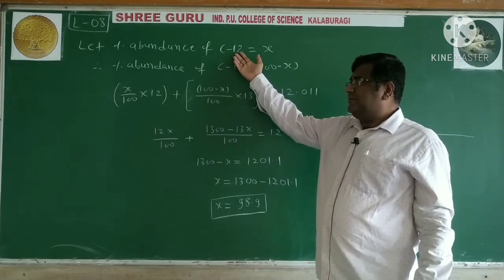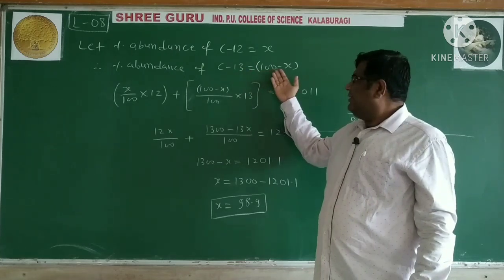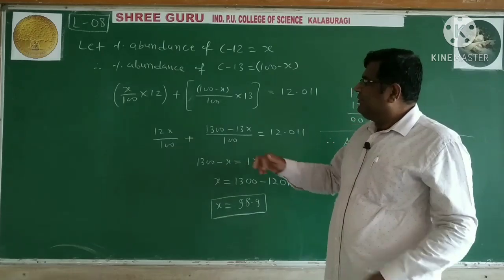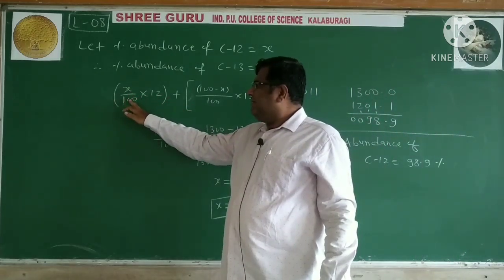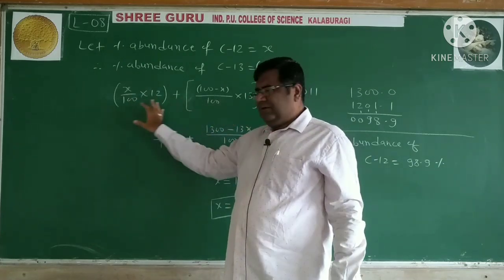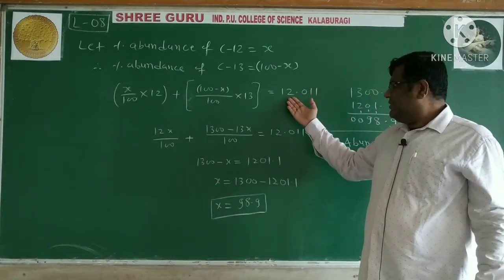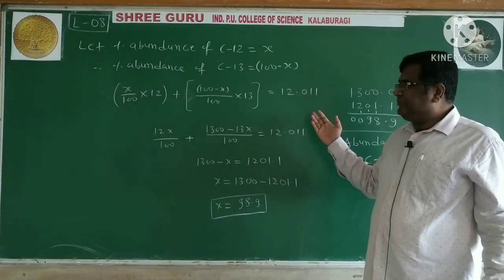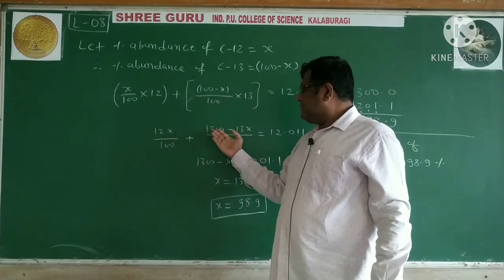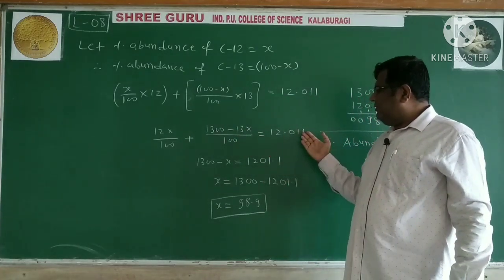We assume that the abundance of carbon 12 is x, so C13 will be 100 minus x, because together they are present as 100. So this is percentage abundance divided by 100 multiplied by isotopic mass, and we have to sum all, and that equals the atomic mass, which is given as 12.011 in the question. Then 12x by 100, plus 13 into 100 is 1300 minus 13x by 100, is equal to 12.011.